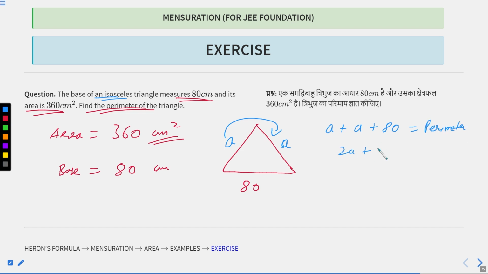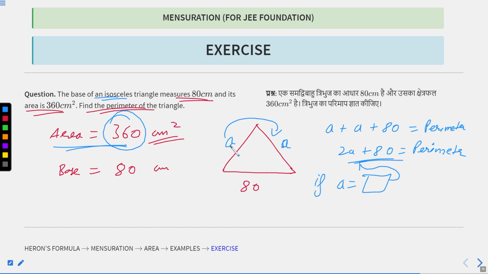That means 2A plus 80 is equal to our perimeter. So finding out the value for A, if A is equal to something, then we will put it here, here, and we will get our perimeter. So let's find out the A value. How are we going to find it out? Because we know all the sides and the area.